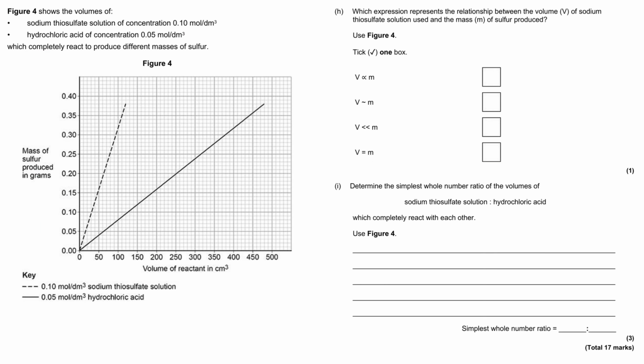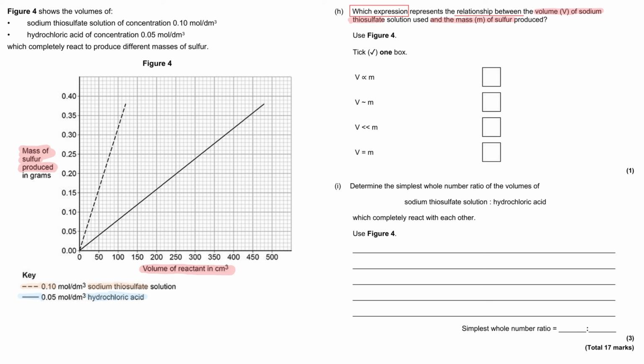And then we're shown a new graph which has got the volume of the 2 different reactants in this experiment on the x-axis and the mass of sulfur that has been produced on the y-axis. And this dashed line, that is for sodium thiosulfate as per the key, and then the solid line, that is for the hydrochloric acid. And we're being asked which expression from the options below shows the relationship between the volume of sodium thiosulfate solution, so the dashed line, and the mass of sulfur produced, and that is the y-axis.